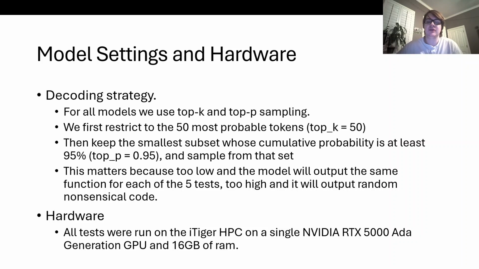This matters because if we go too low, the model will output the same function for each of the 5 tests, and it will be boring, and it will get the same result. Too high, and it will output random and nonsensical code with low probability tokens. So this is an important parameter to tune. As for hardware, every single test was conducted on the iTiger HPC on a single NVIDIA RTX 5000 card with 16 gigabytes of RAM, and more particularly, we were on the iTiger 11 compute node.